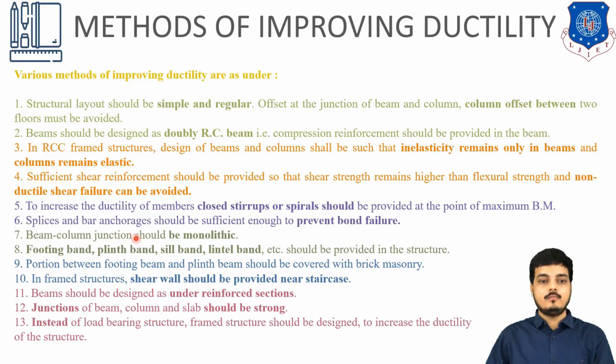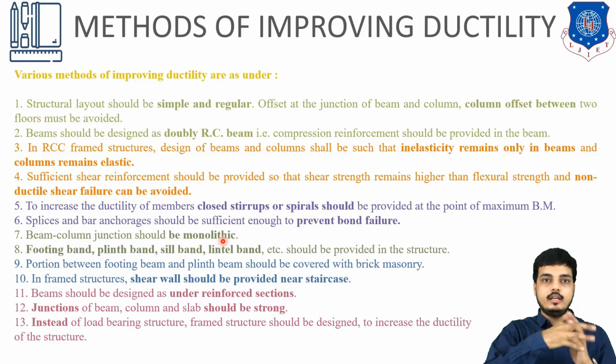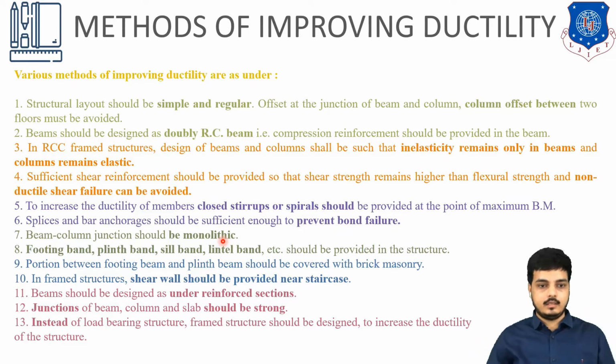What it says is that the beam column junction should be monolithic. It acts as a single unit. It should be designed, detailed and cast in such a manner that the beam as well as the column behave in a monolithic way. Footing band, plinth band, sill band, lintel band, etc. should be provided in the structure. The portion between the footing beam and plinth beam should be covered with brick masonry. In a frame structure, a shear wall should be provided near the staircase.